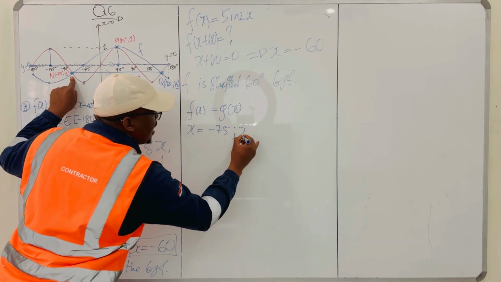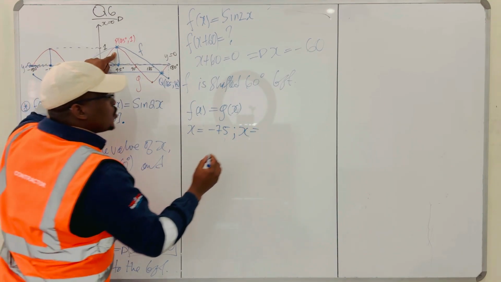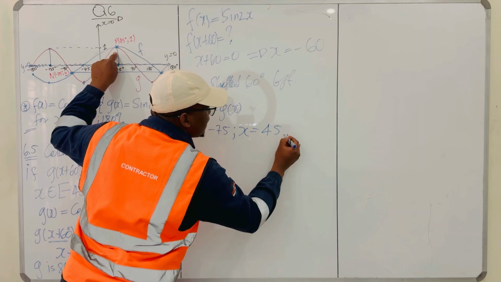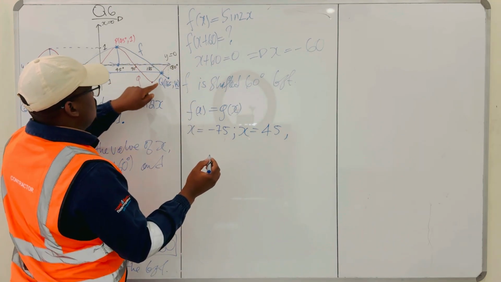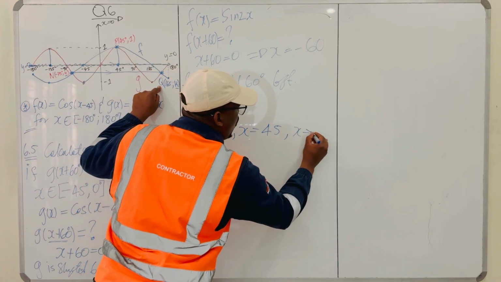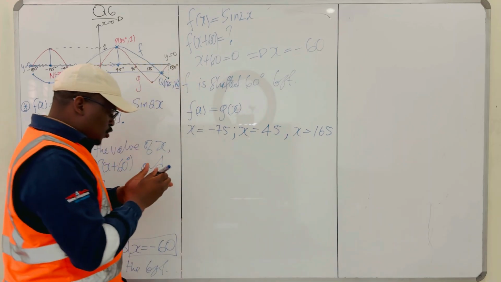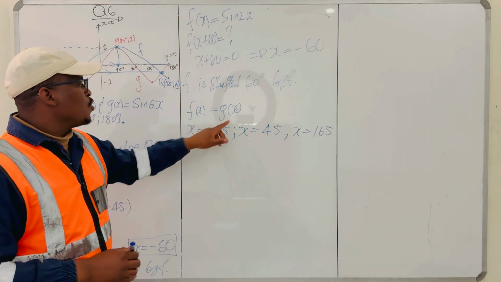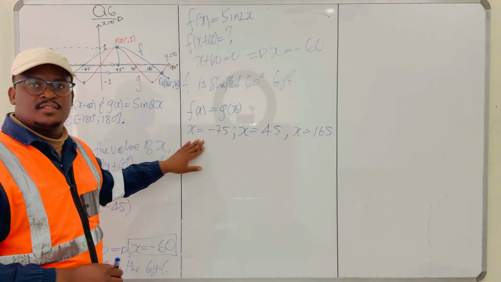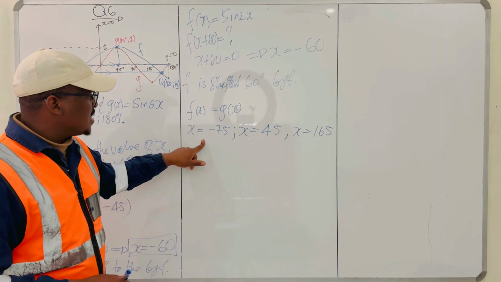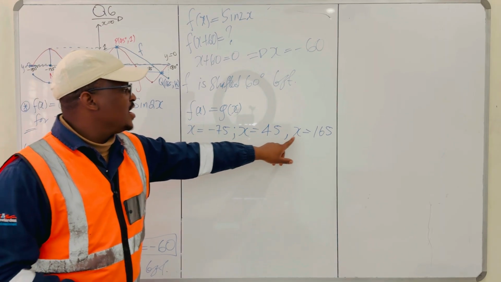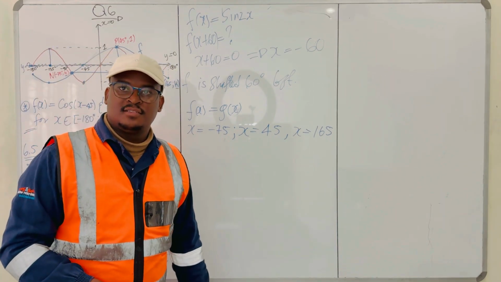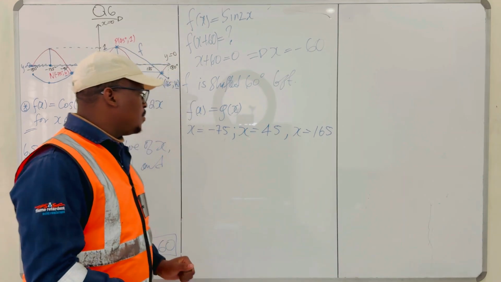They were equal. And at x equal to what? It's equal to 45 degrees. And x is equal to 165 degrees. So these two functions f and g were equal at three positions: x equal to minus 75, x equal to 45, and x equal to 165. They're equal there. No problem.